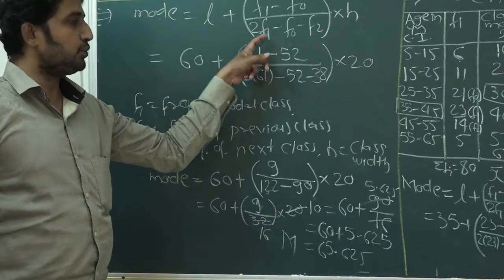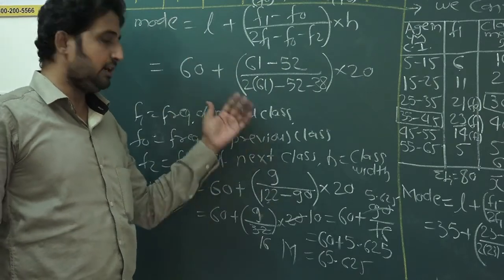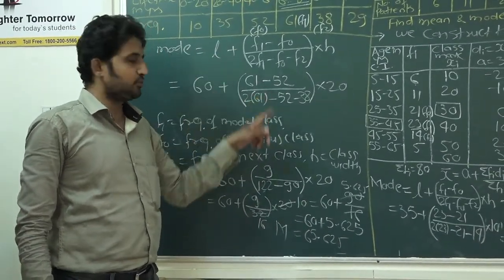This is the formula for mode, and this is for mean. Both ways we are calculating this. So I hope you understood this. Please go through this formula.